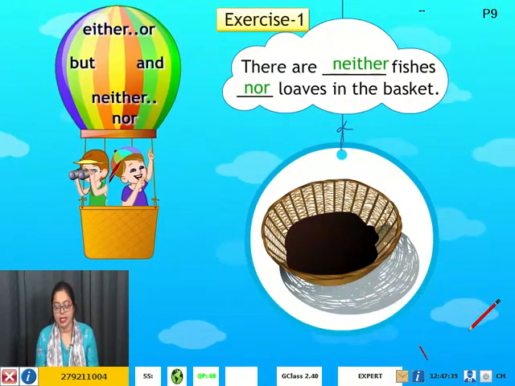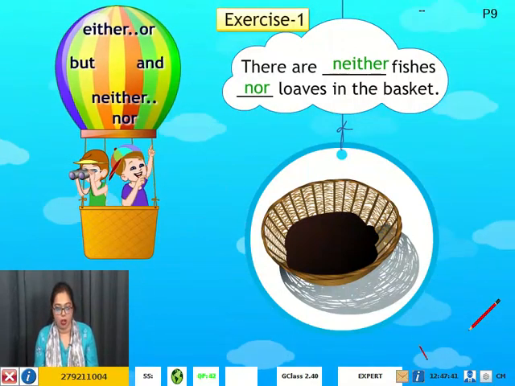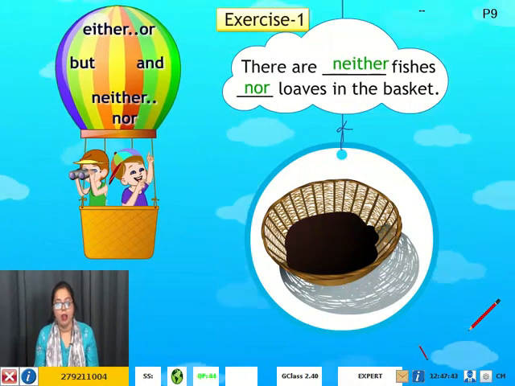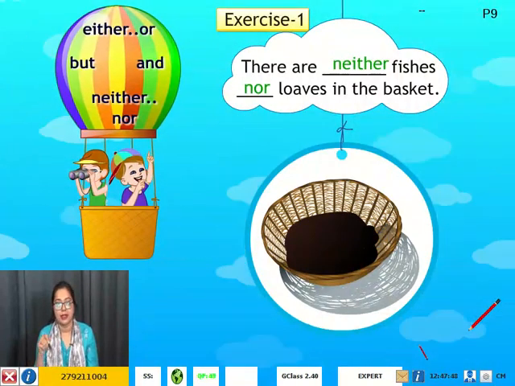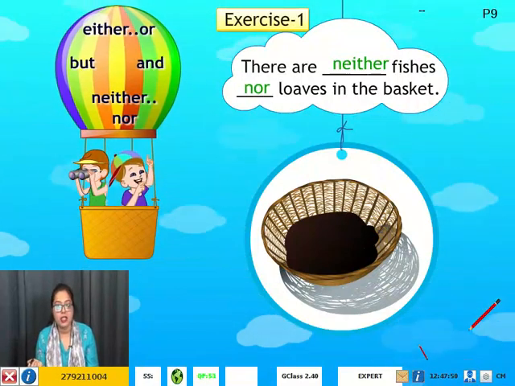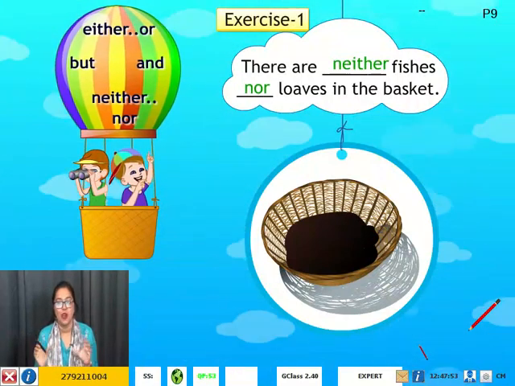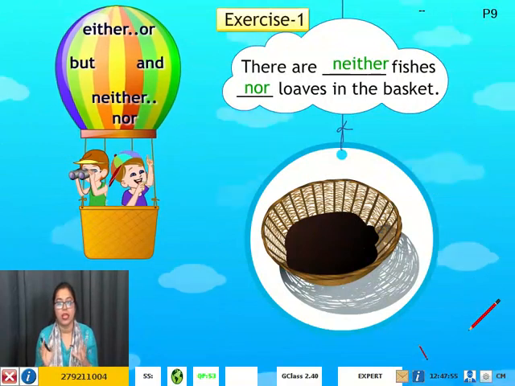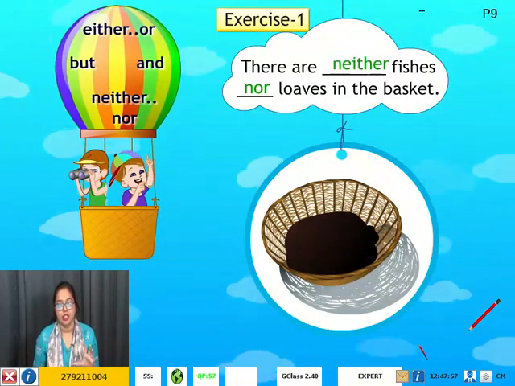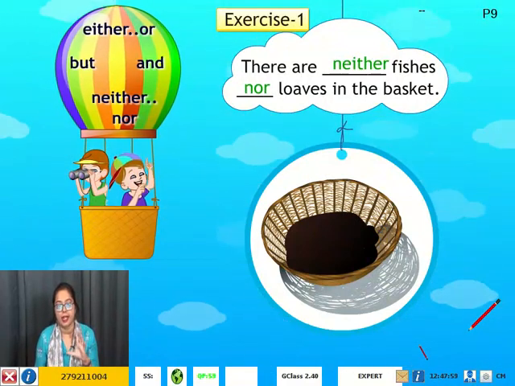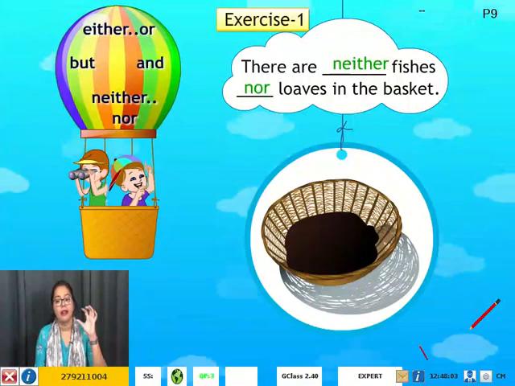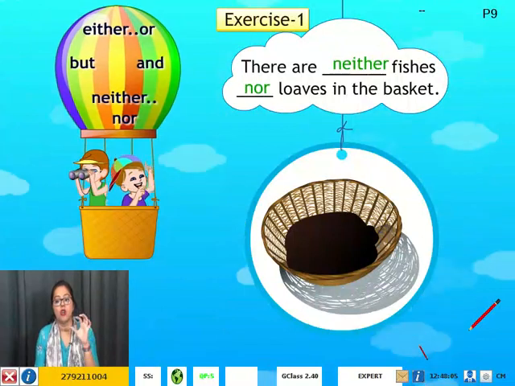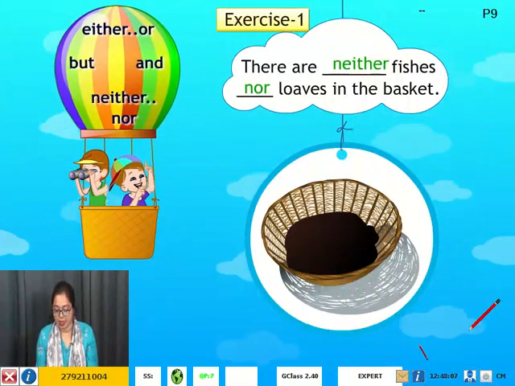The correct answer is neither nor. There are neither fishes nor loaves in the basket. So the basket is empty. There is neither fishes nor loaves. So what are the conjunctions that we are picking? The correct connectors we are using here are: there are neither fishes nor loaves in the basket. Okay.